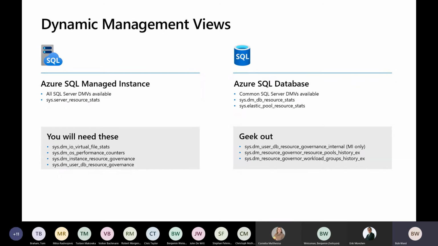And instance resource governor and user DB resource governance. These DMVs are special to Azure. It's a way for you to go in and see the configuration of your deployment to see what are your limits. What's my max IOPS? What's my max DOP? What's my max worker threads? All that kind of stuff is special to Azure, and we light those up for your Azure SQL deployment.